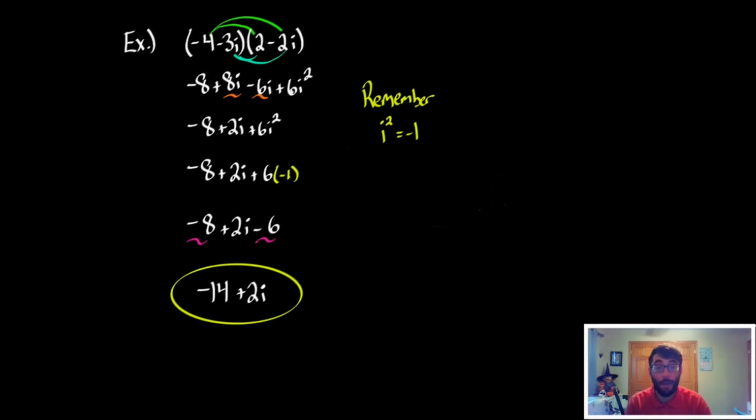It does not matter that the first term is negative. The standard form of a complex number is always real part first, imaginary part second. So -14 has to come first and positive 2i has to come second. So that is multiplying complex numbers. Now let's take a look at dividing complex numbers.